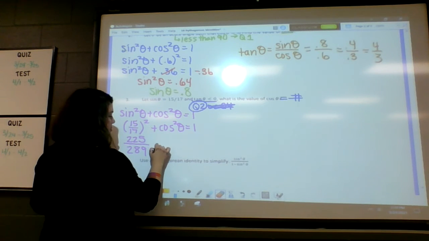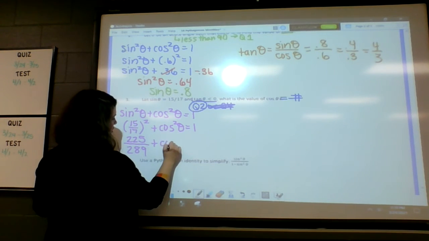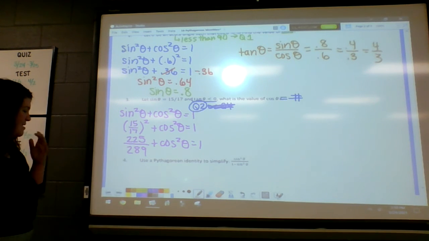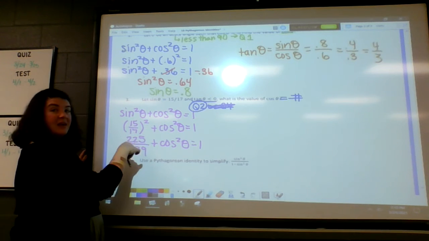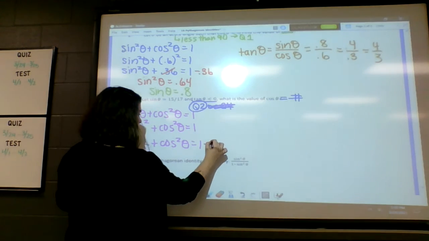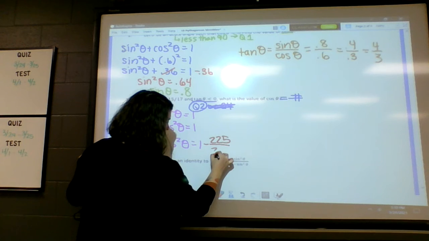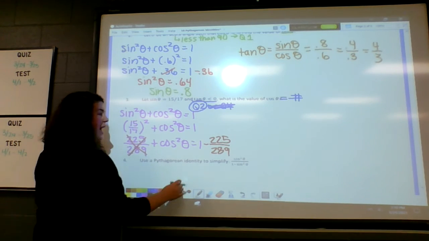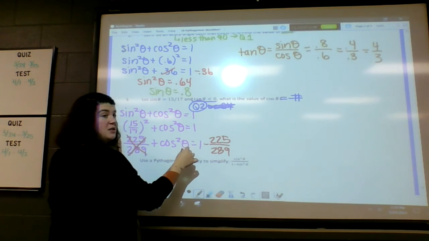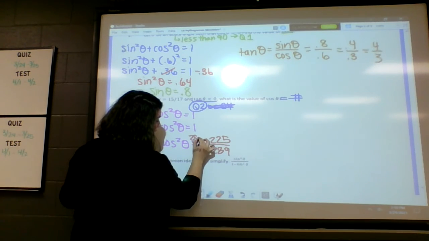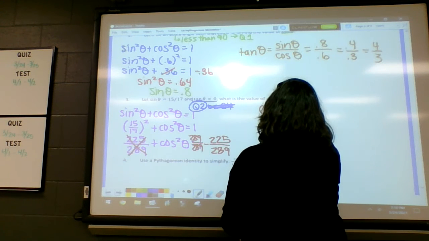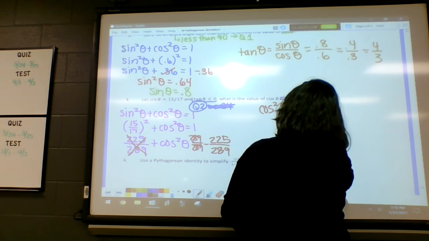All right, so we have that crazy fraction, plus cosine squared theta equals 1. So what do we need to do now? Take that fraction and subtract it on both sides, so that'll get rid of it over here. Now, when you do the subtraction, you should change the 1 to 289 over 289. So we have the cosine squared of theta equals something over 289.